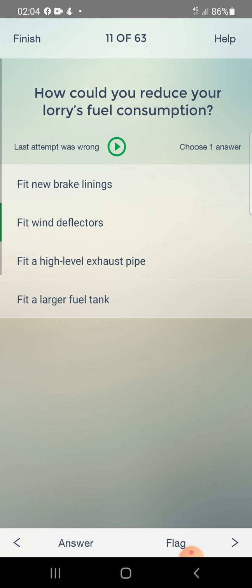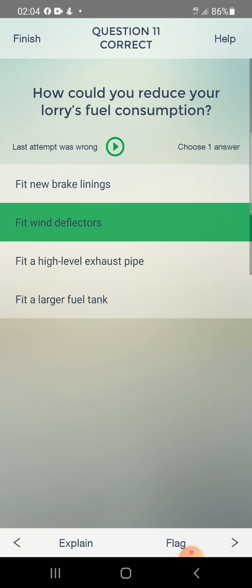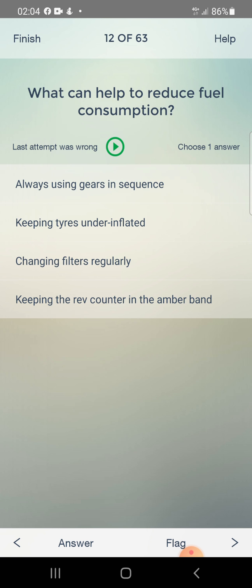Second. How could you reduce your lorry's fuel consumption? Fit new brake linings, fit wind deflectors, fit a high level exhaust pipe, fit a larger fuel tank. Second, fit wind deflectors. What can help to reduce fuel consumption?